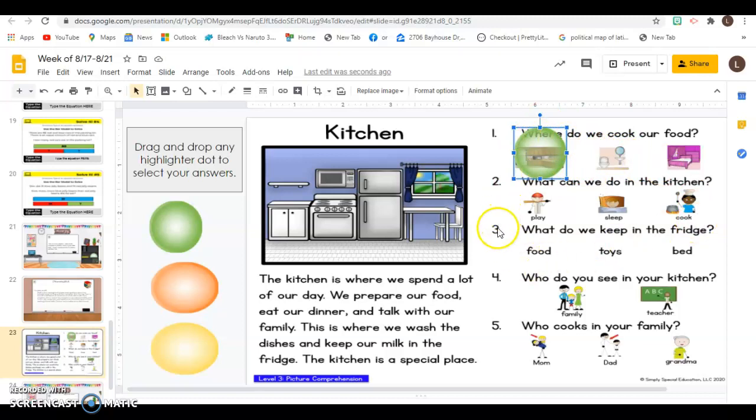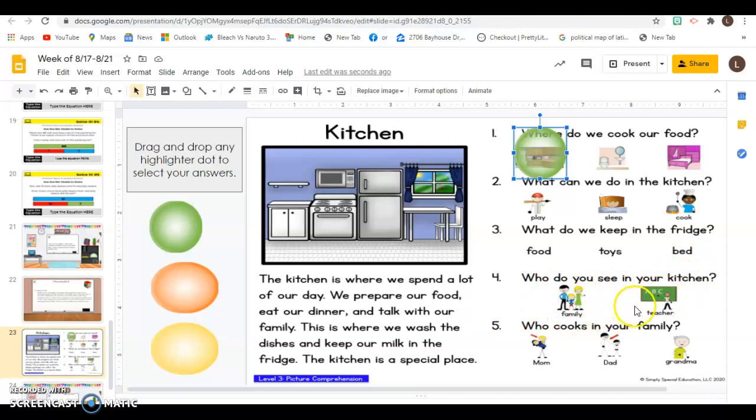So you're going to do that for questions 2 through 5. What can we do in the kitchen? Do we play, sleep, or cook? Drag one of your highlighter dots to the answer that you think it is. Number 3, what do we keep in the fridge? Food, toys, a bed. Number 4, who do you see in your kitchen?